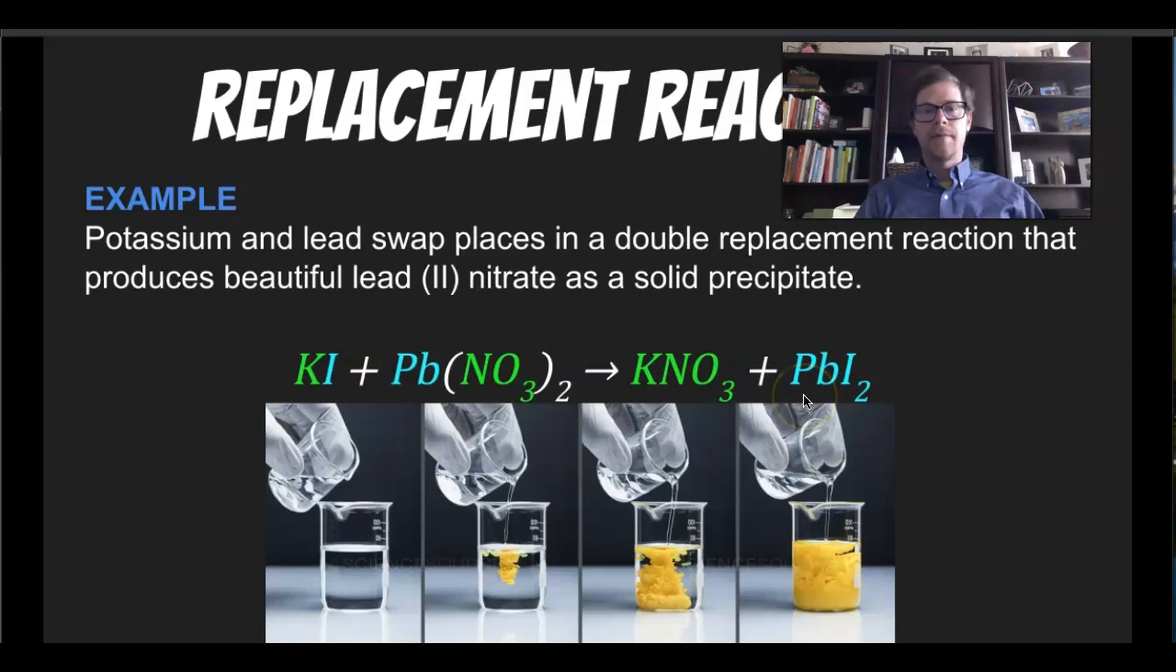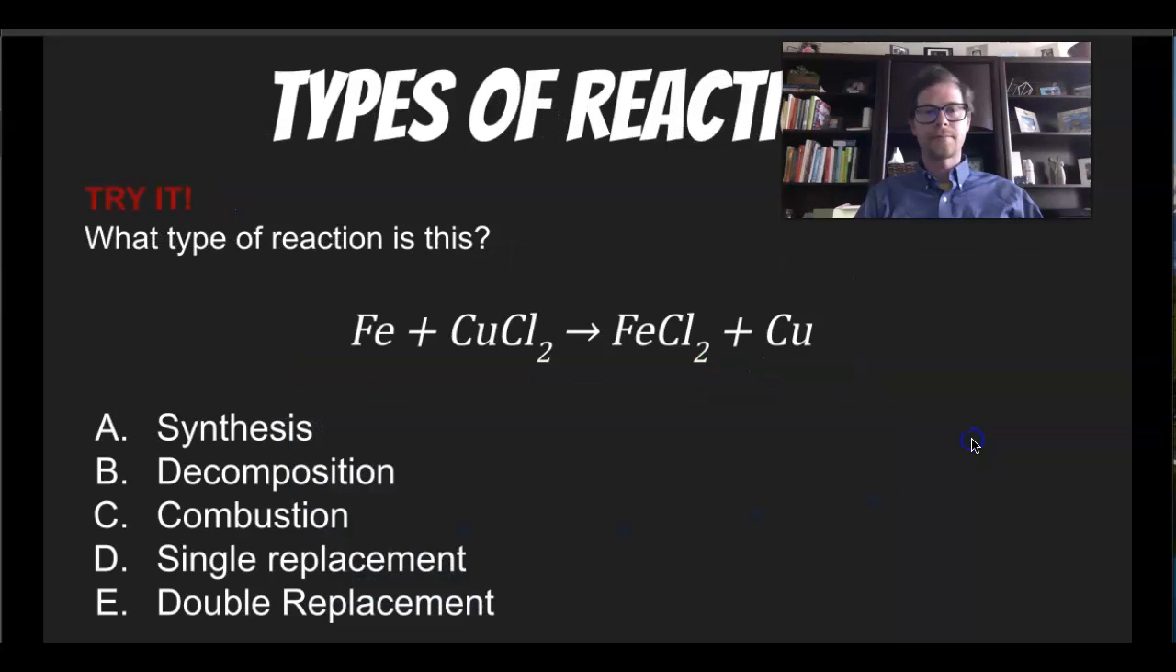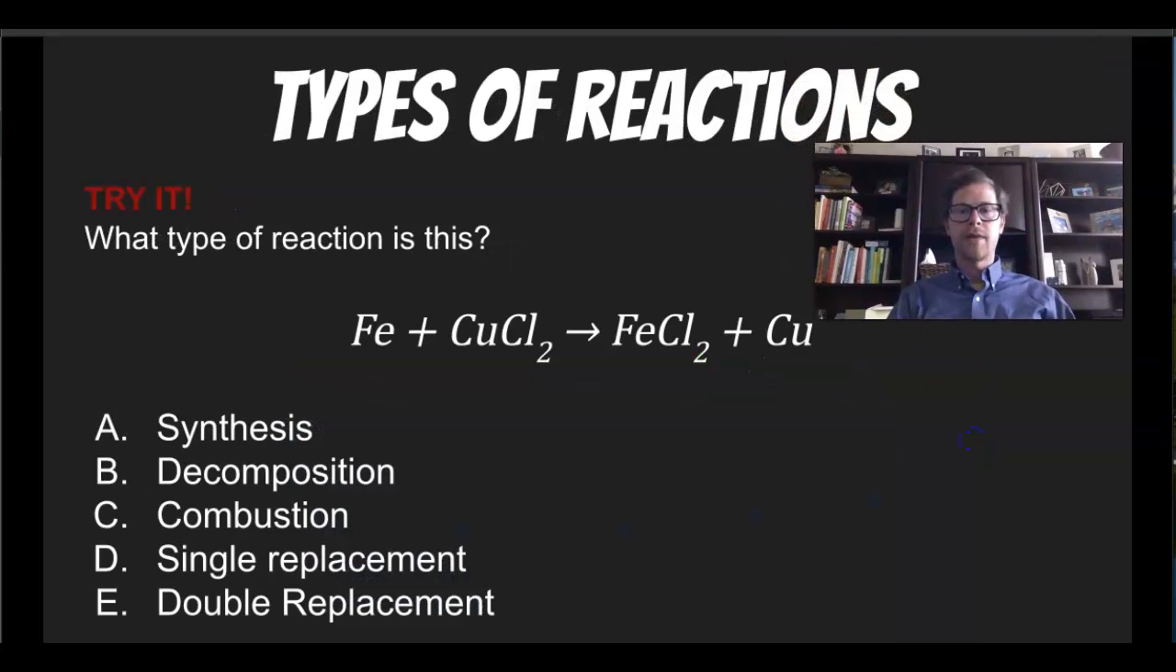And then it's the lead iodide, sorry, not the lead nitrate. The lead iodide is the precipitate. So that's that yellow stuff that comes out. That's really cool.